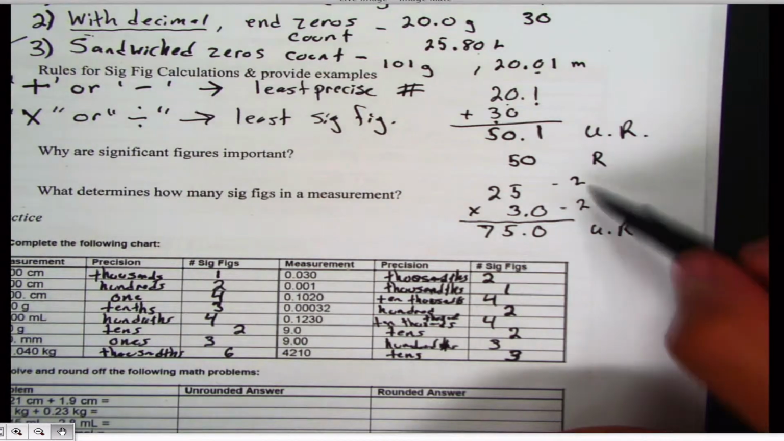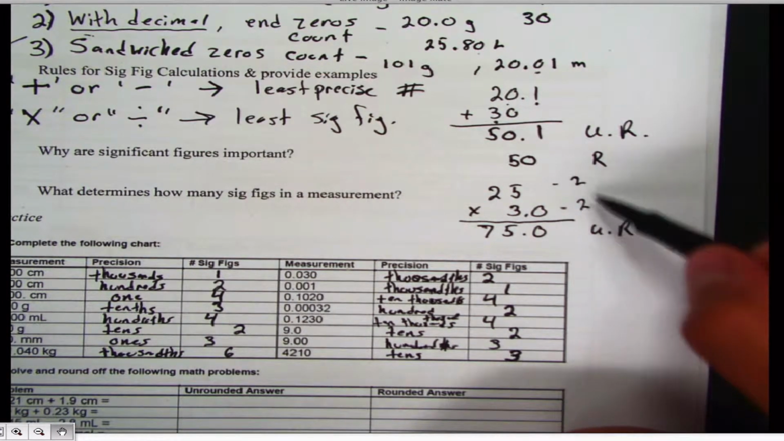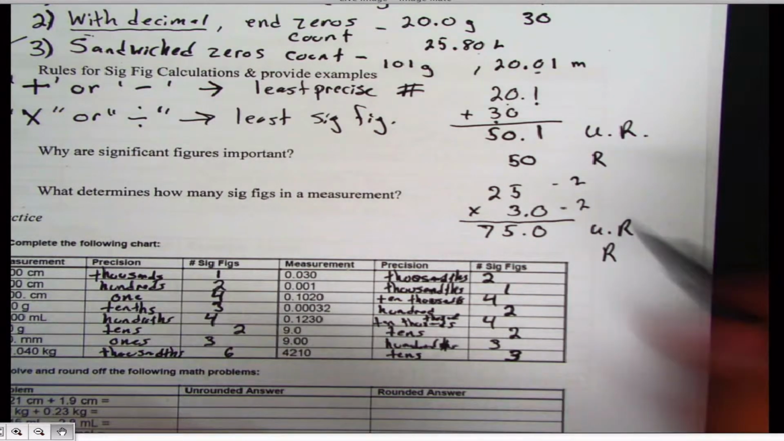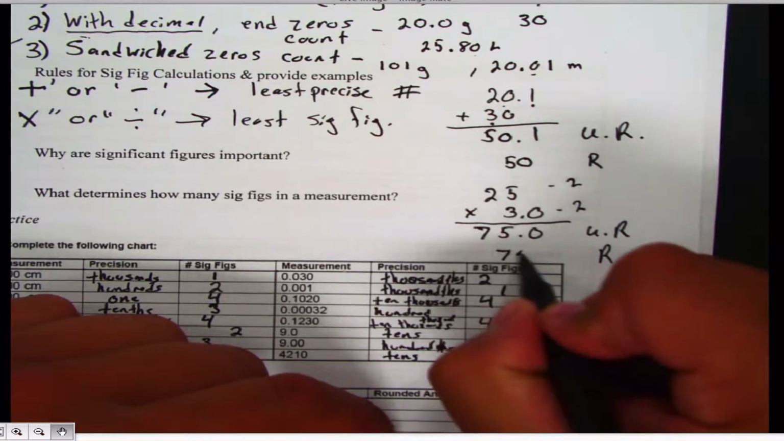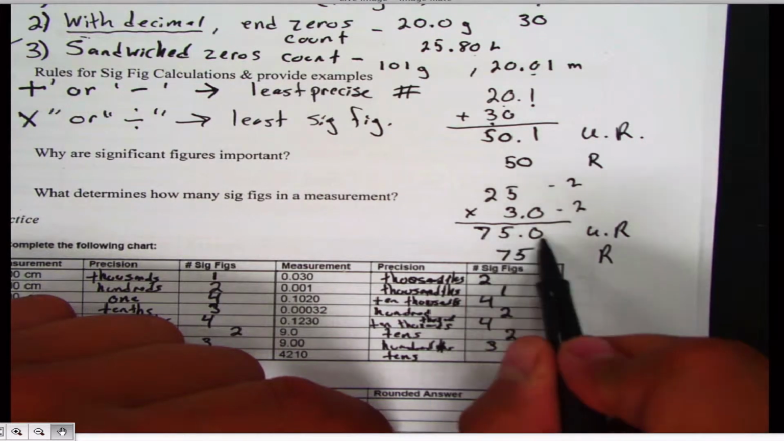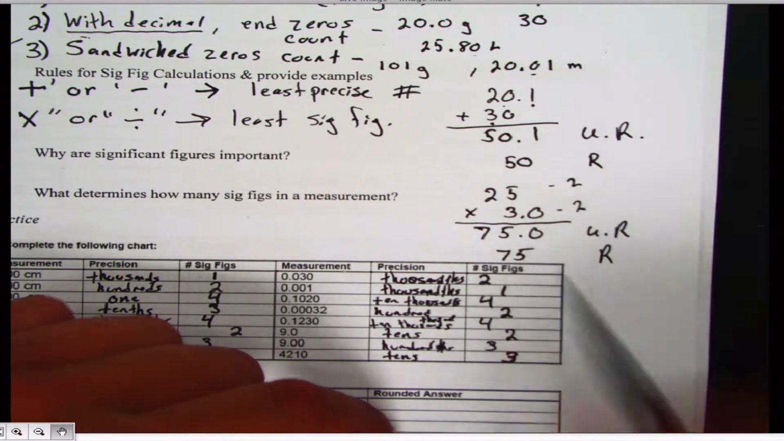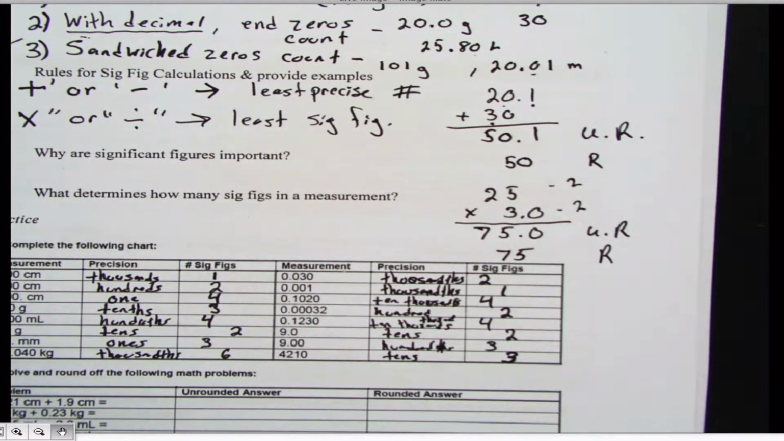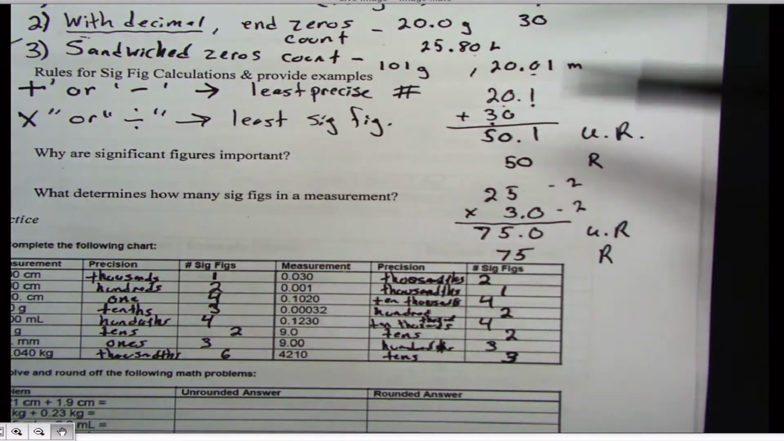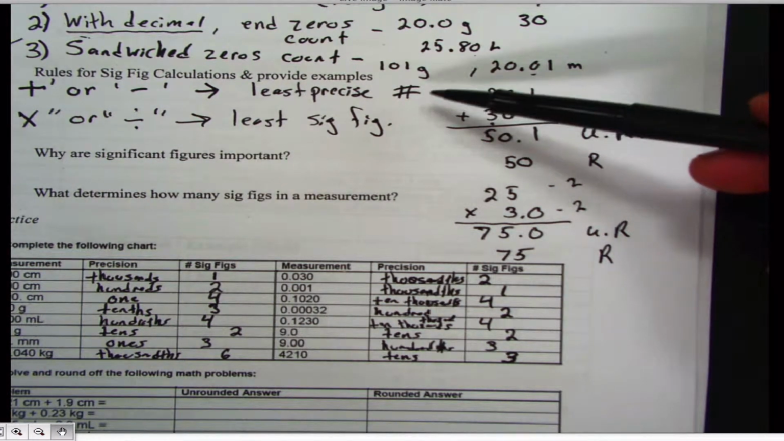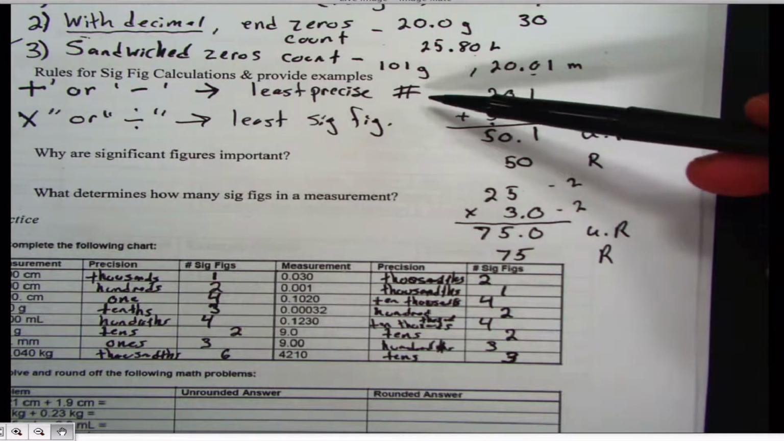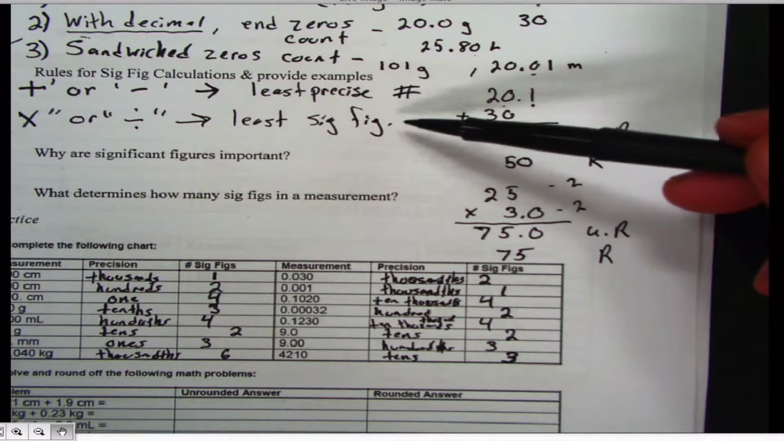So the lower number wins. If there's a discrepancy between the numbers, the lower number wins. So I have to round to 2 significant figures. So my rounded answer is really going to be 75, because this is 3 significant figures, because a decimal with a 0, that counts. All right. So those are your basic rules. Adding and subtracting, least precise number is what you're going to round to, and the least number of significant figures when you're multiplying and dividing.